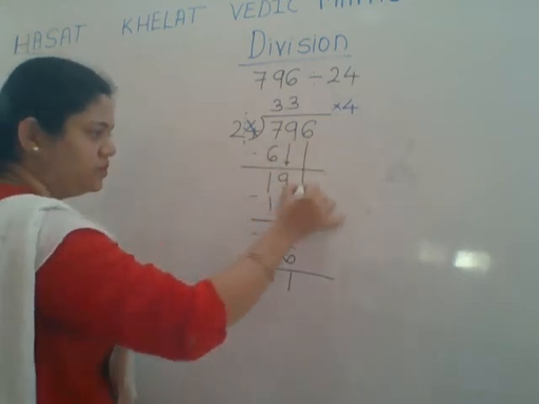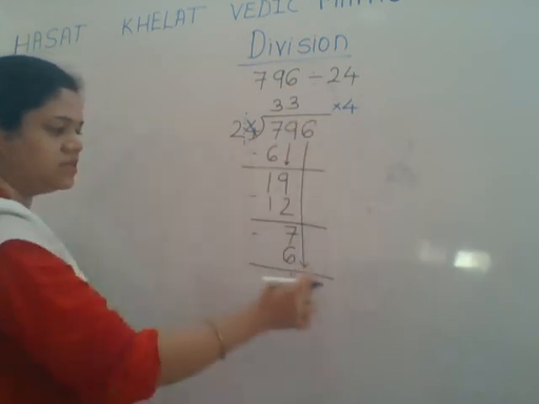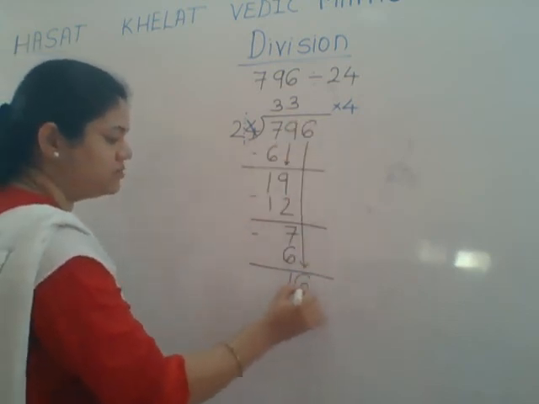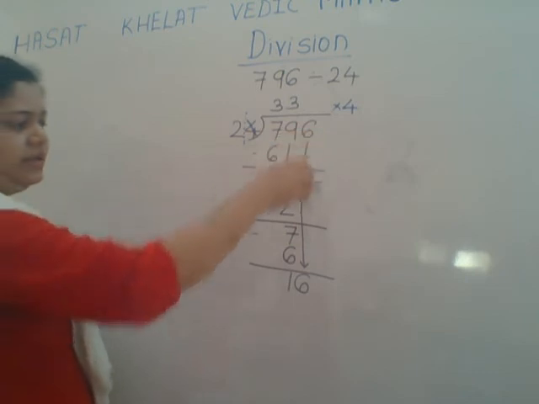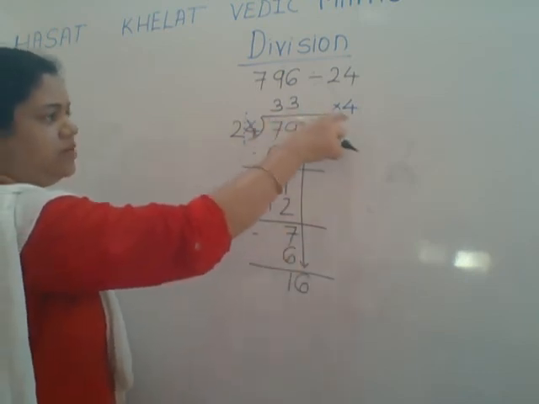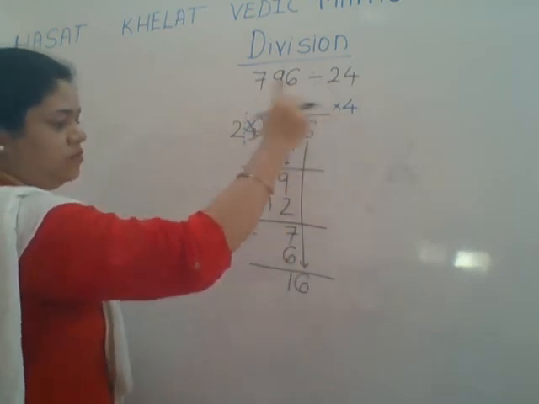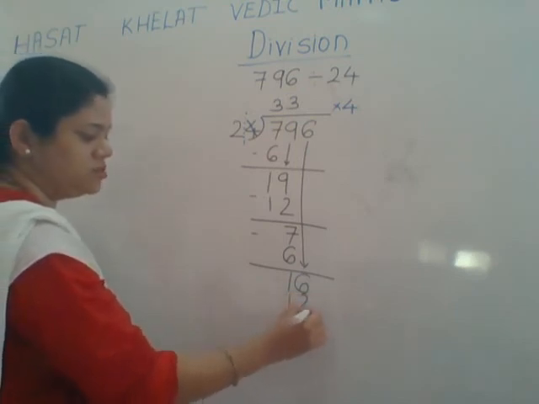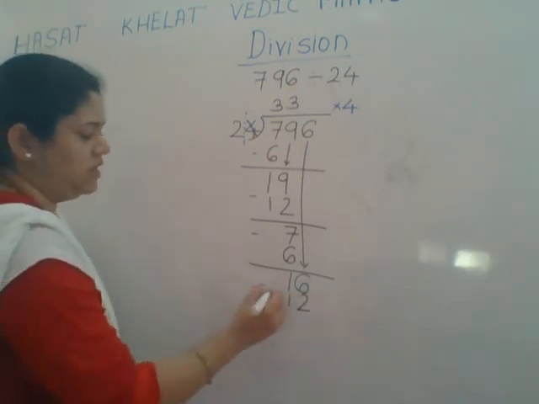So what I have to do? Take number 6 down. I will take here 6. When we are taking number down, 3 multiplied by 4 we have to do. 3 multiplied by 4 is 12.